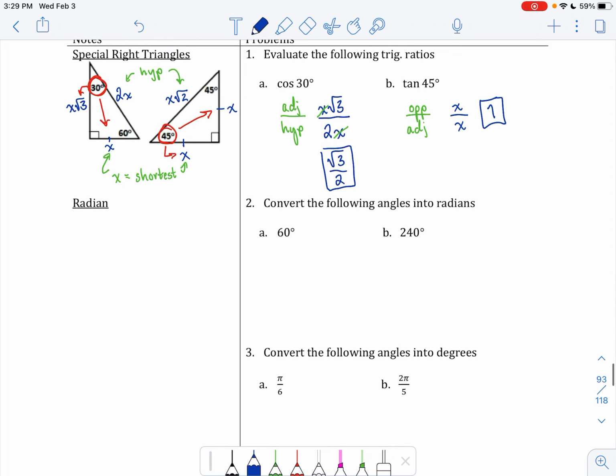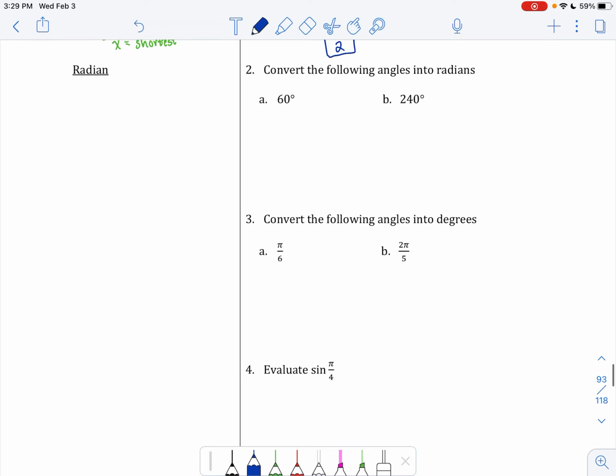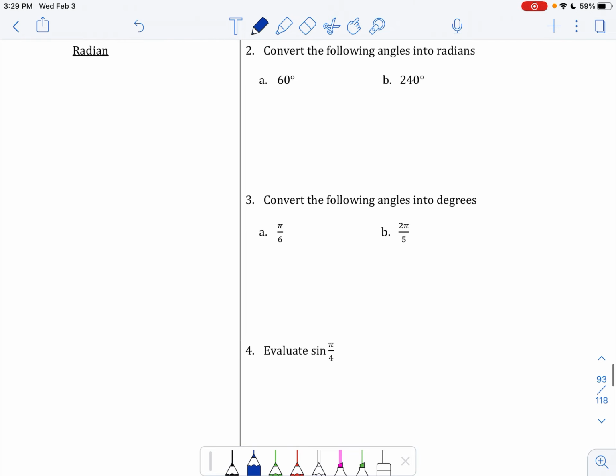As promised, we're also going to talk about radians. Now, radians are just another unit for angles. So just like degrees, radian is just a unit for angles. And there is a conversion rate between them, just like meters and inches are other units to measure length. And 360 degrees is equal to 2 pi radians.